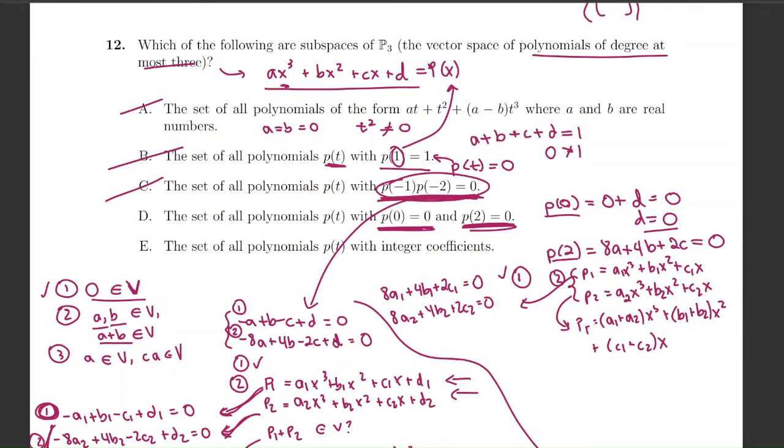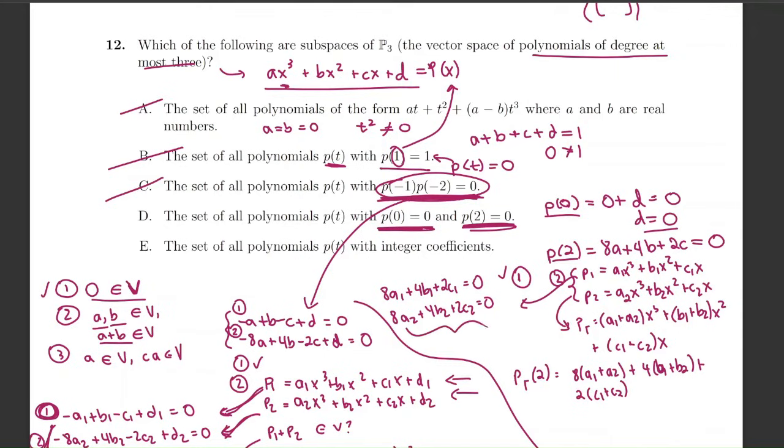So is p(0) equals 0? Yes. If we plug in x equals 0 here, we get 0. The second constraint is p(2) equal to 0. That just gives us 8a1 plus a2 plus 4 times b1 plus b2 plus 2 times c1 plus c2.